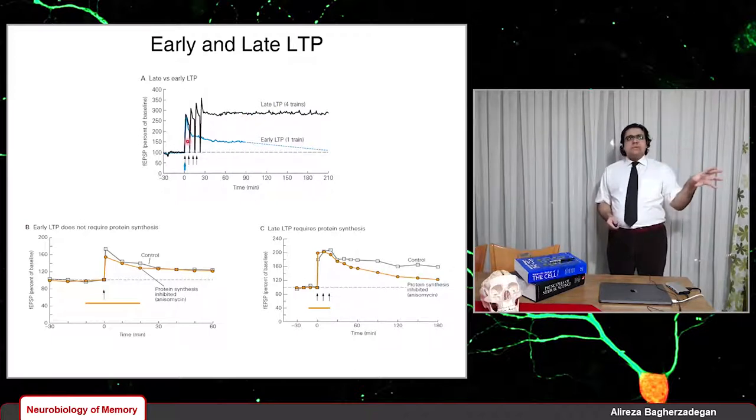Early and late LTP is somewhat similar to short-term and long-term sensitization. In short-term sensitization, we don't need protein synthesis. But in long-term sensitization, we need protein synthesis for some effectors for synaptic growth and other functions of proteins. We have the same concept here for late LTP. If we want to induce late LTP, we need protein synthesis. We need the synthesis of new proteins, which are important for growth of new synaptic connections and other functions.